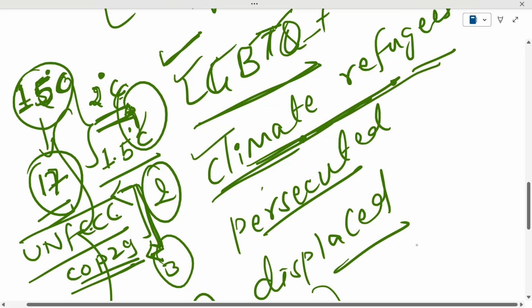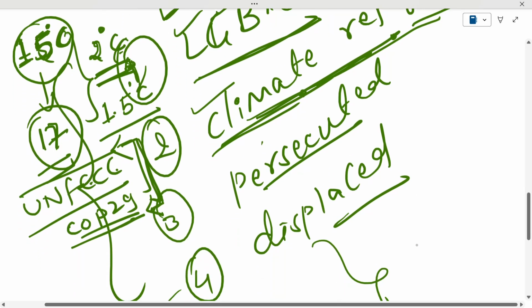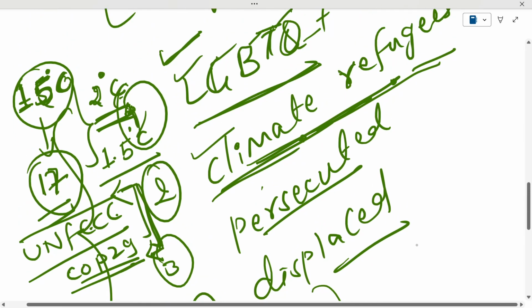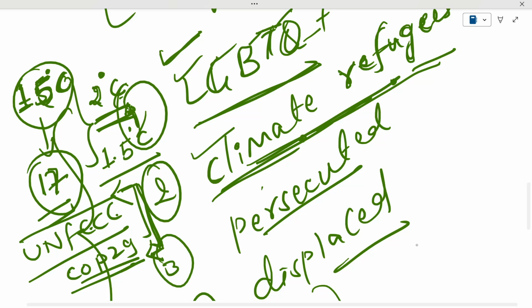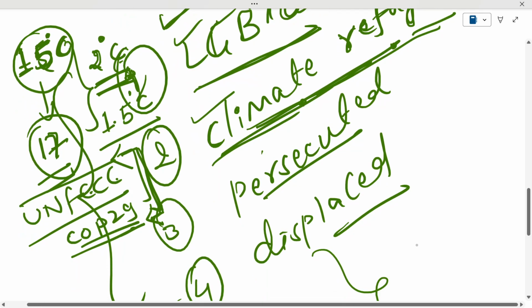And now these climate refugees, who have lost their livelihood, their families, and their houses, are seeking justice by citing the same human rights.